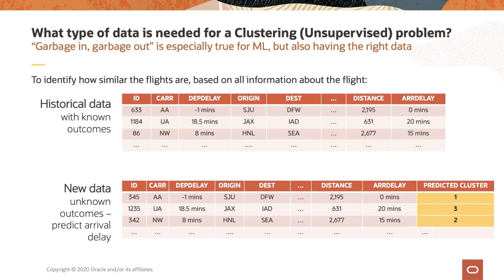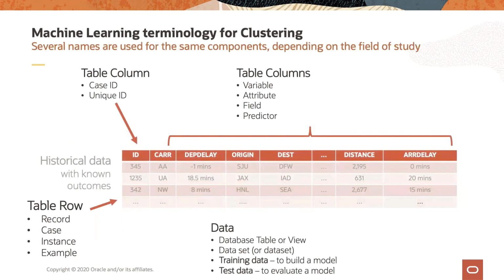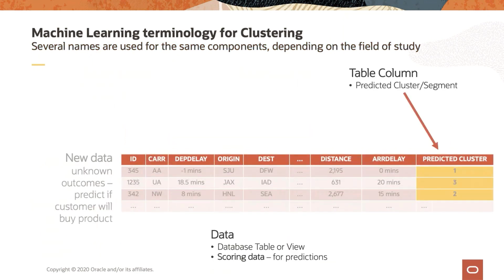And the input, as before, is the same thing. You have table columns coming in, you have all of the variables, you have one ID, you have the rows, and then basically you have the output, which is your predicted cluster, or segment as well. You will hear that word used commonly too. So segmentation is also very, very common as the process name.